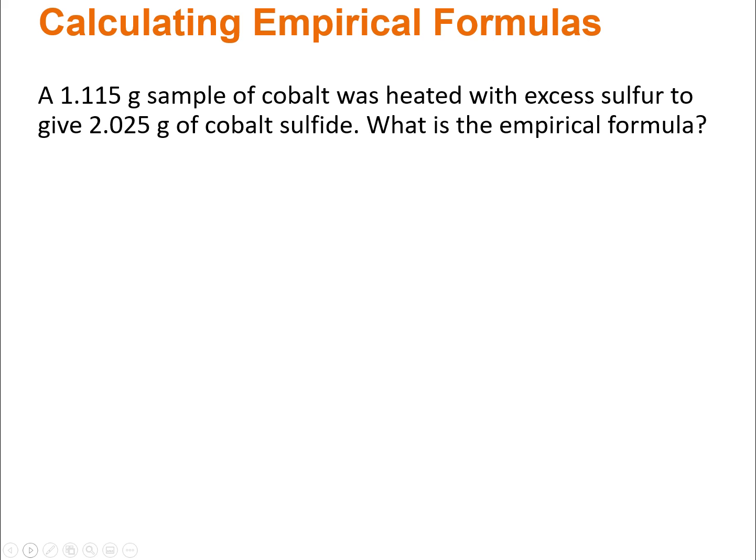So we've got a sample of cobalt that's heated with excess sulfur to give a mass of cobalt sulfide, and we're asked for the empirical formula. We know how much cobalt, we know how much cobalt sulfide, but we don't know how much sulfur was incorporated. So the first thing you have to do is figure out how much sulfur was added to the cobalt.